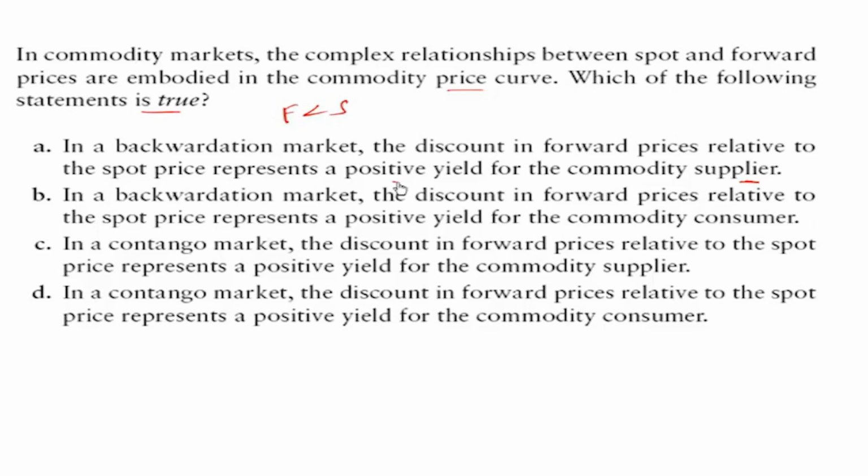It is a high convenience yield. But please note, convenience yield is for the power company, for the user of coal, or for the user of the commodity. So in backwardation, the discount represents a yield for the commodity consumer. Backwardation is when forward is lower than the spot. In a contango, there is no discount. In a contango, the forward is at a premium to the spot. So these two are incorrect.